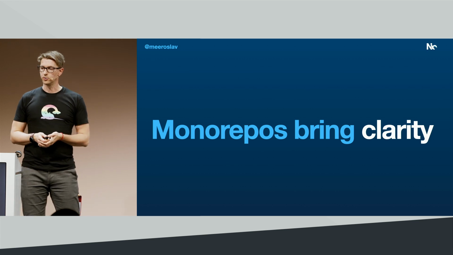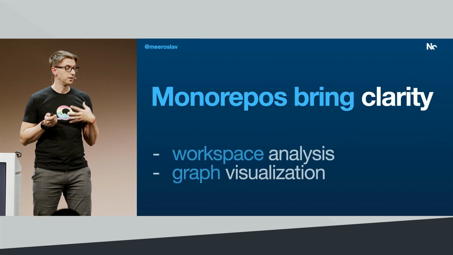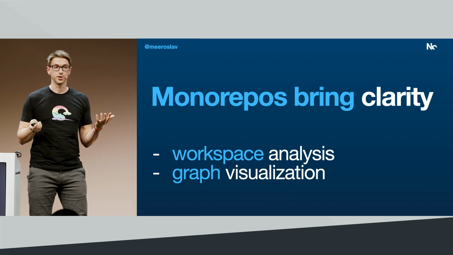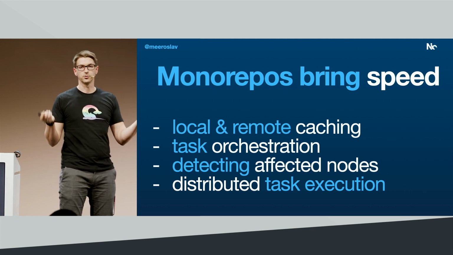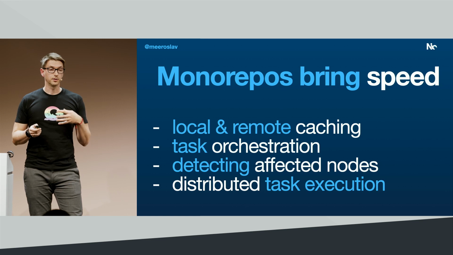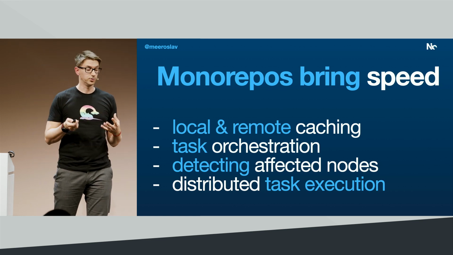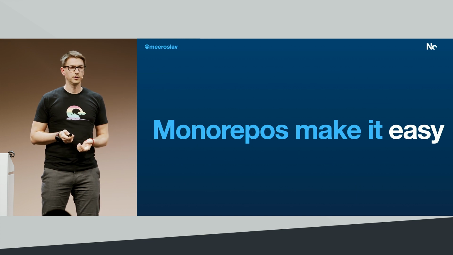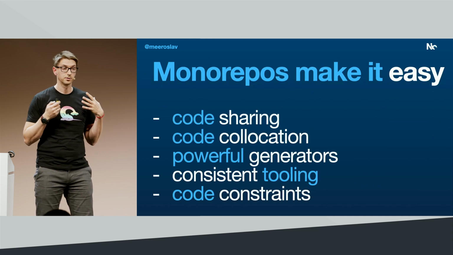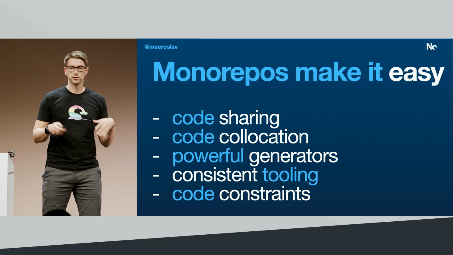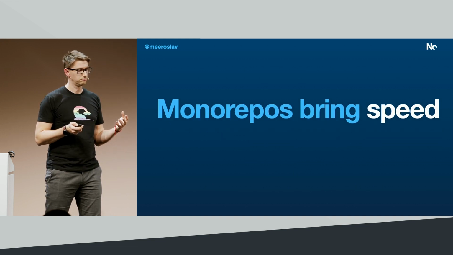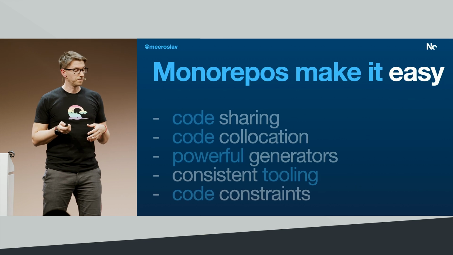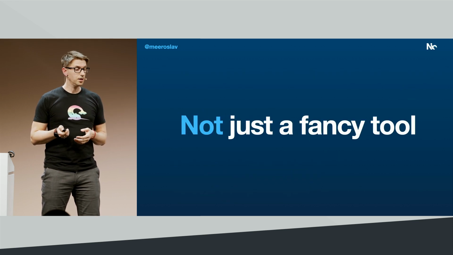So let's recap. Monorepos bring us clarity by giving us workspace analysis and graph visualization. They also bring us speed by leveraging local and remote caching, by giving us task orchestration, by giving us a mechanism to detect affected graphs and distributed task execution on the cloud. And finally, they make it easy for us developers because they give us code sharing abilities, code collocation, powerful generators that can be tailored to your needs, consistent tooling, and code constraints.